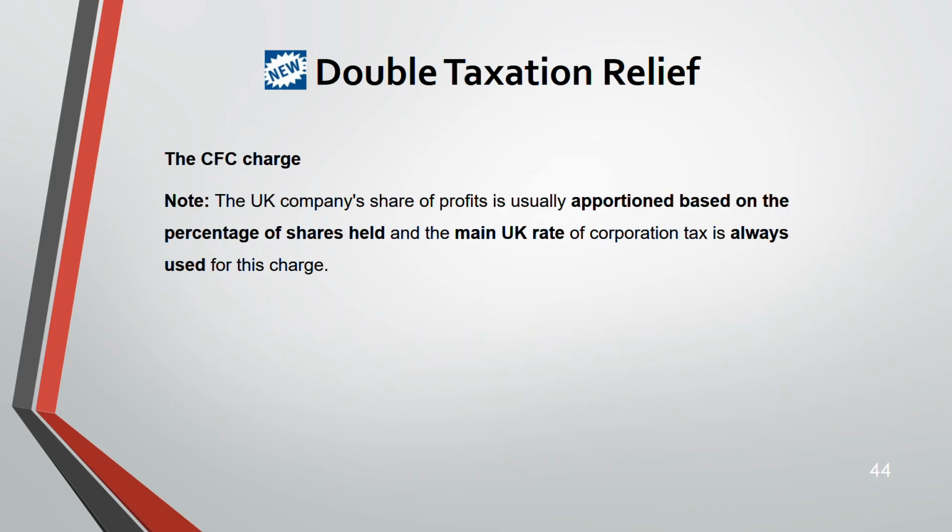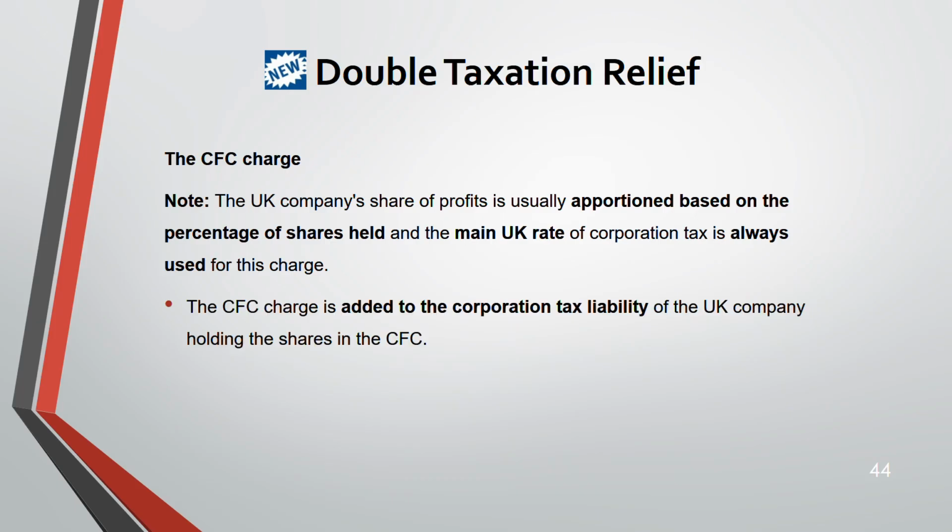Now, one thing you have to note about CFC charges: the UK company's share of profit is usually apportioned based on the percentage of shares held, and the main UK rate of corporation tax is always used for this charge. Always the UK rate, 25%. So you don't have to worry about any other rate. And it is based on the percentage of shares held, whether you hold 30%, 40%, 50%.